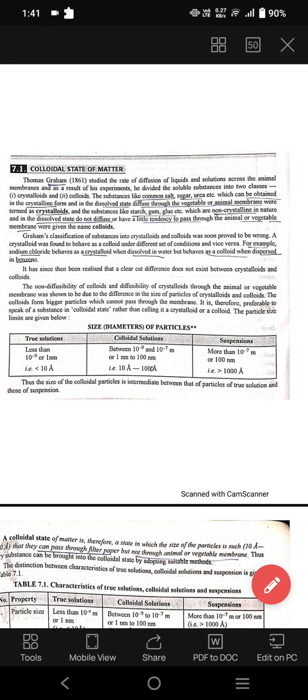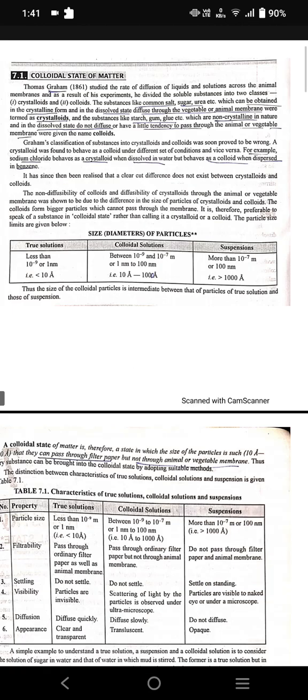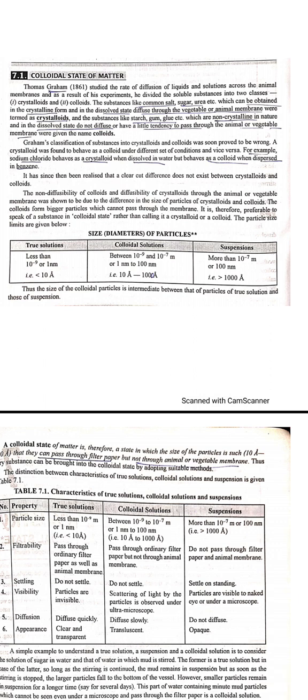So we have true solutions, colloidal solutions, and suspensions. In true solution, size is less than 10 raised to power minus 9 or 1 nanometer. In colloidal solution, between 10 raised to power minus 9 and 10 raised to power minus 7 or 1 nanometer to 100 nanometer, and in suspensions more than 10 raised to power minus 7 or 100 nanometer. Thus, the size of the colloidal particles is intermediate between that of particles of true solution and those of suspensions.